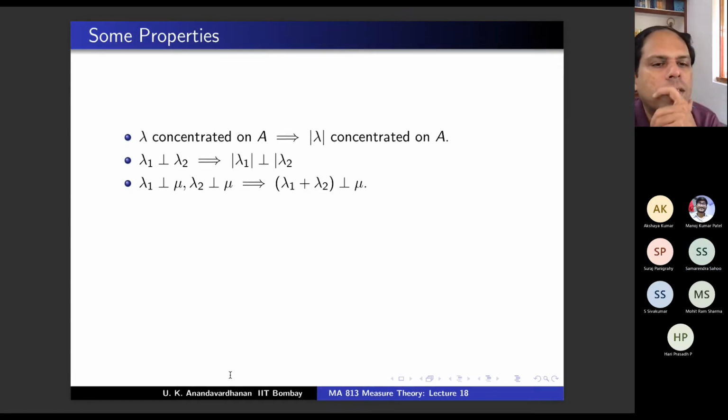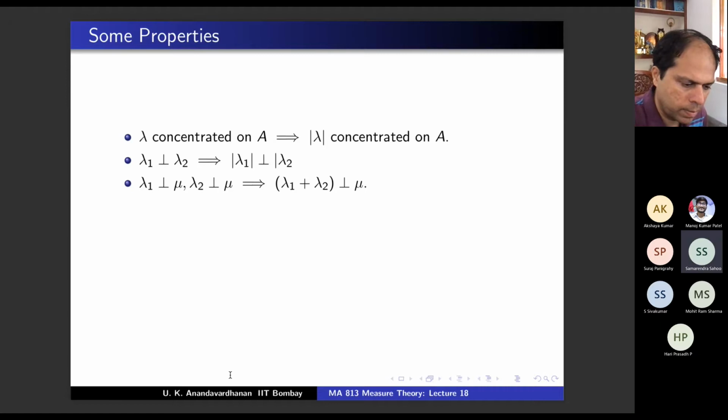What about this? What does this mean? This means associated to mu, there is a set A, and associated to lambda 1, there is a set B, such that B intersection A is empty, right? And lambda 2 perpendicular to mu, what do you conclude? Associated to lambda 2, there is a set. What do you want to call it? C. C, okay. And associated to mu?